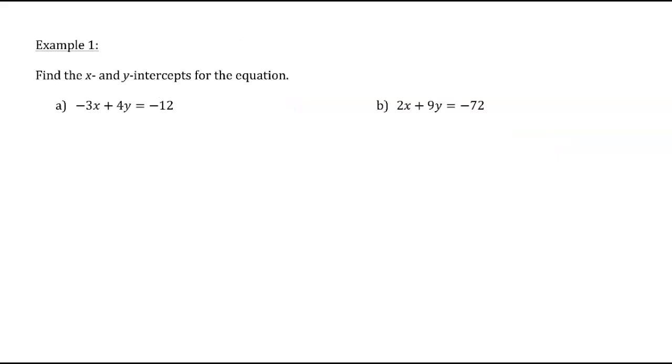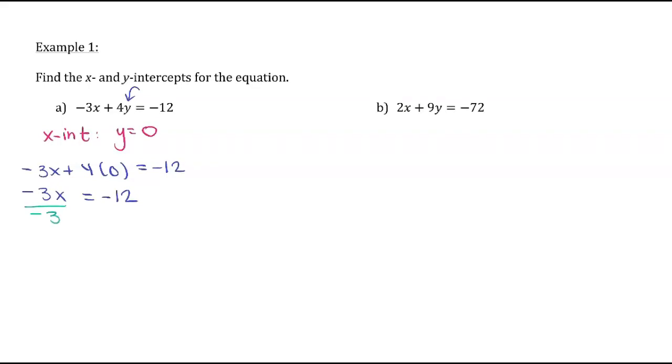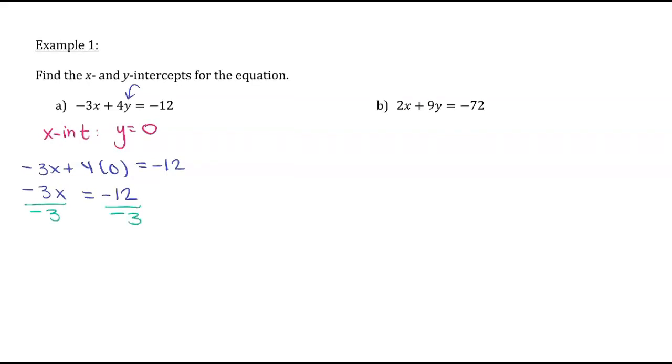Starting with part A, let's find the x-intercept by setting y equal to 0. If we substitute y equals 0 in our original equation, we have -3x plus 4 times 0 equals -12. 4 times 0 is 0, so this is -3x equals -12. Dividing both sides by -3 allows us to isolate the x, and we have x equals 4. This tells us that we have an x-intercept at the point 4, 0. X is 4 and y is 0.